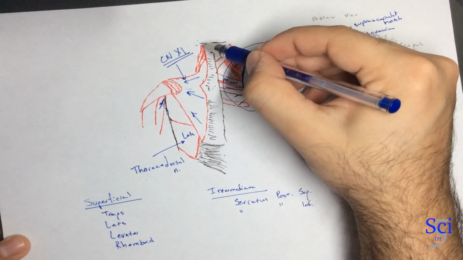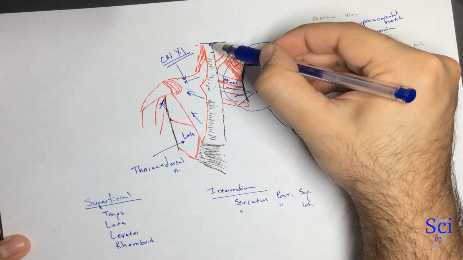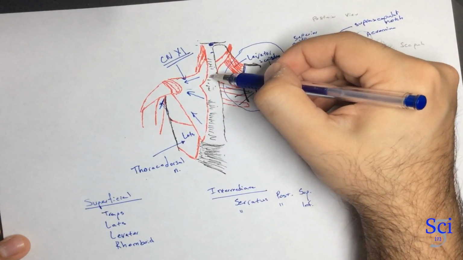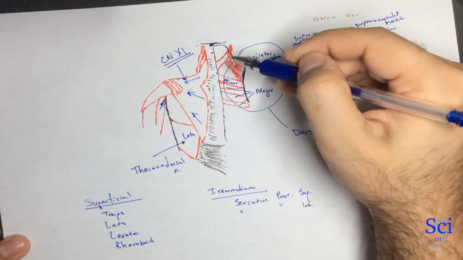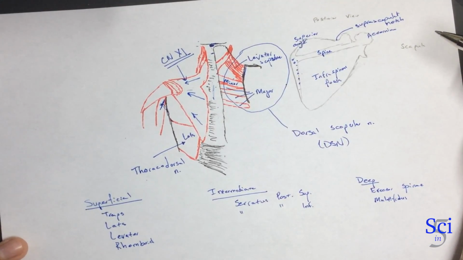Same with their origins. The levator is going to start all the way at the top, then right around the middle we're going to go for the rhomboid minor, and right at the center, or I should say the end of the thoracic, we now have the major.